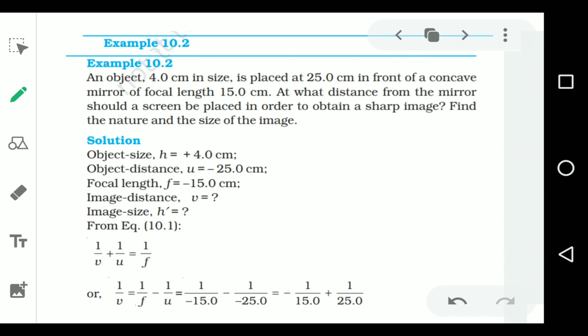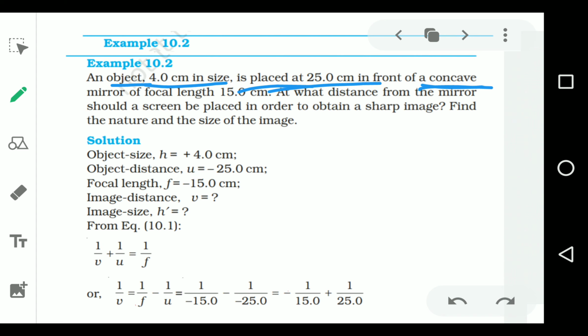So here the object is given, 4 centimeter in size. h is given. h denotes the object size, and it is placed at 25 centimeter in front of a concave mirror. Here we are talking about a concave mirror, and the object position is 25 centimeter. Object distance u is equal to minus 25. Always take the object distance as negative, and the object size will always be positive, parallel to the positive y-axis.